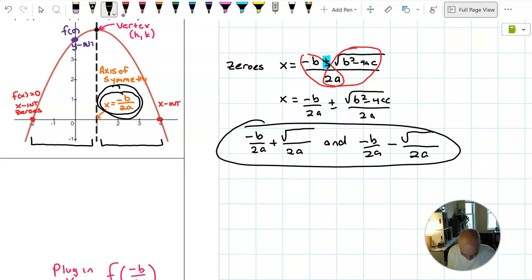So it's kind of saying, here's the axis of symmetry, and then the square root of b squared minus 4ac over 2a is the distance from the axis of symmetry to the x-intercept. And then the negative distance is the leftward one. So that's why negative b over 2a gives you that axis of symmetry.